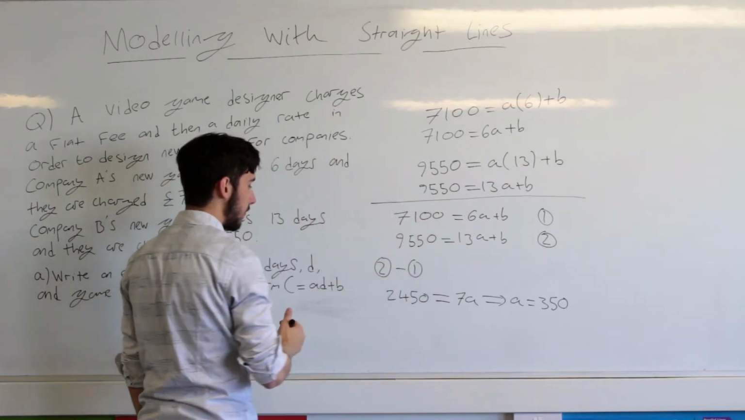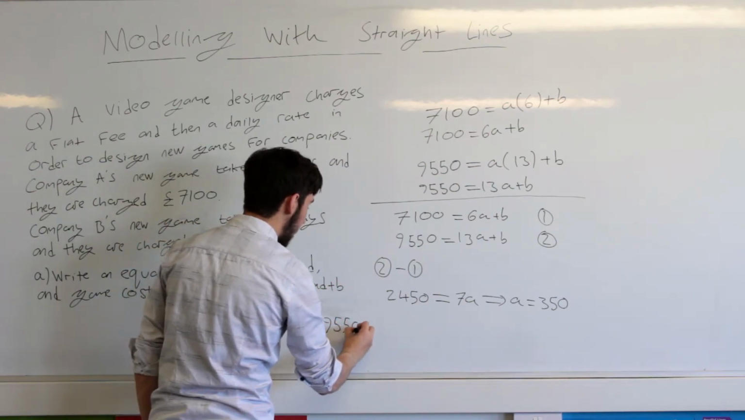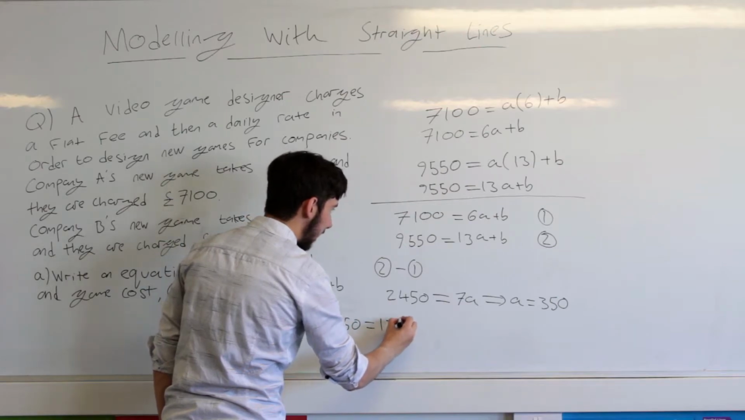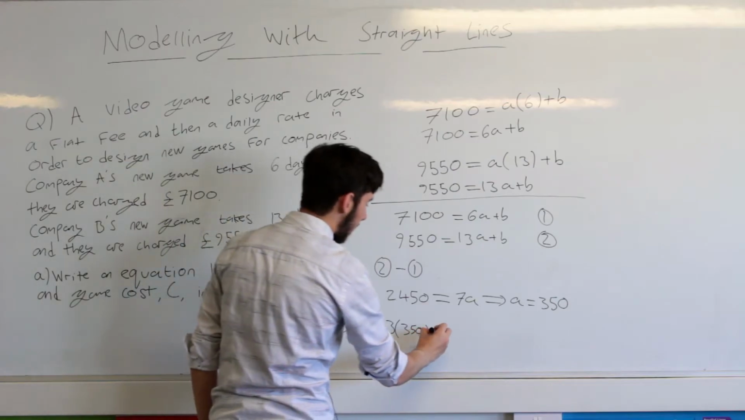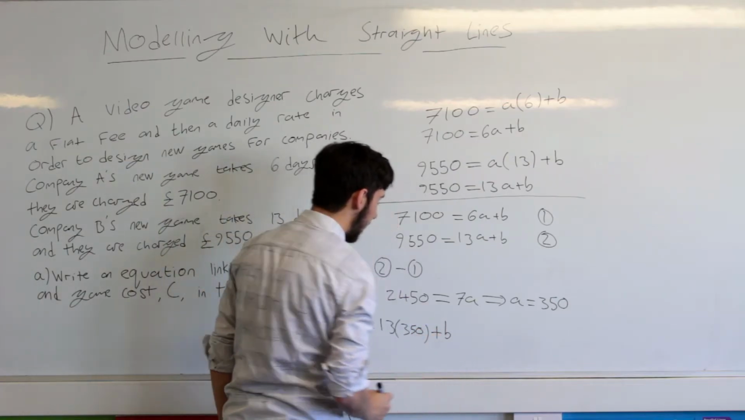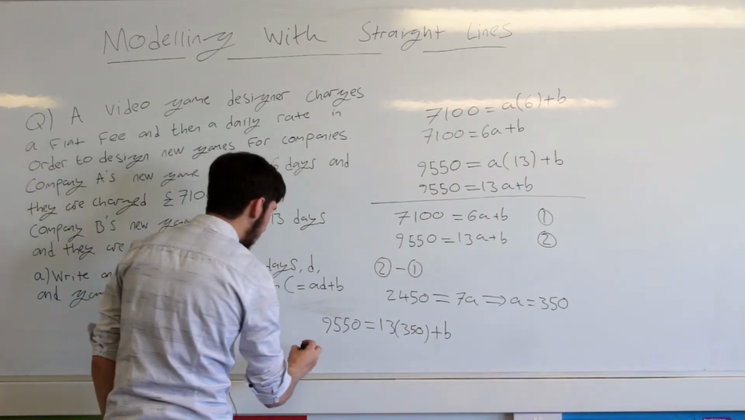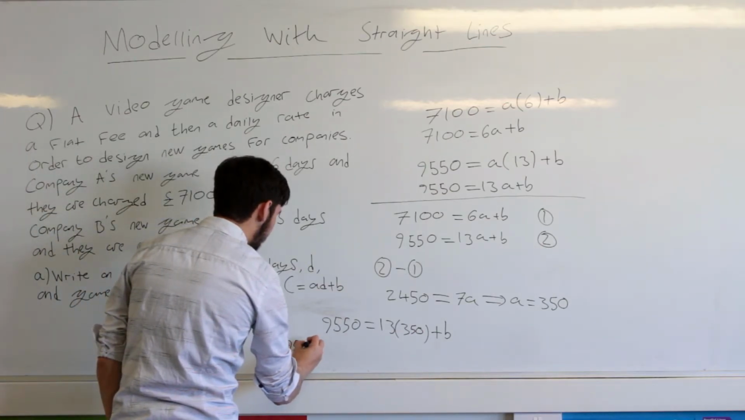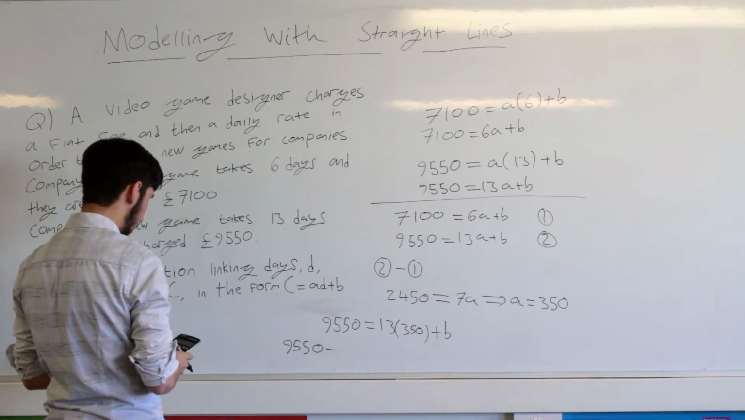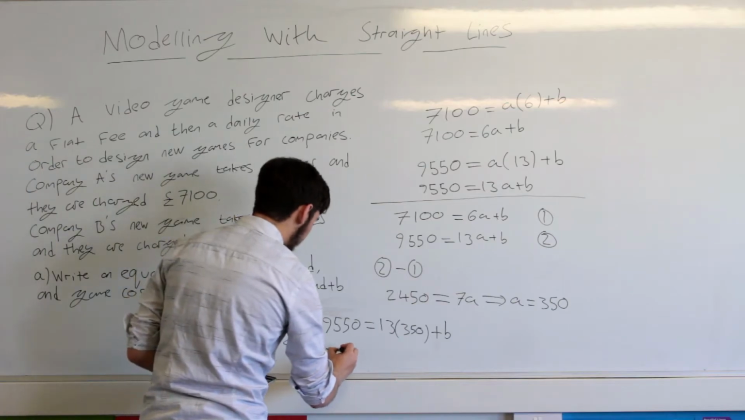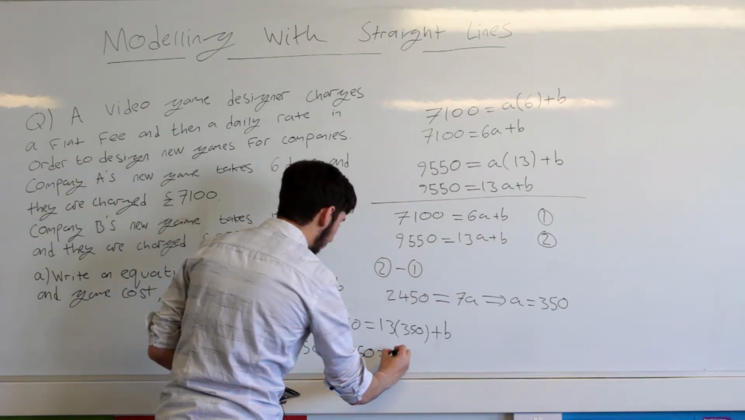I'll use equation 2. So 9,550 is equal to 13 times A, which is 350 now that we know that, plus B. Okay? And now guys, we just need to solve for B. So all we do is 9,550 minus, and then 13 times 350 is 4,550. And that's equal to B.